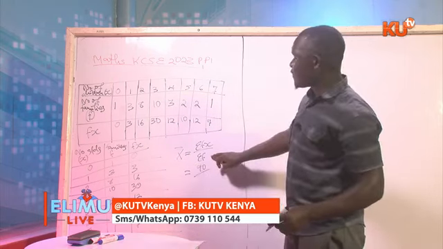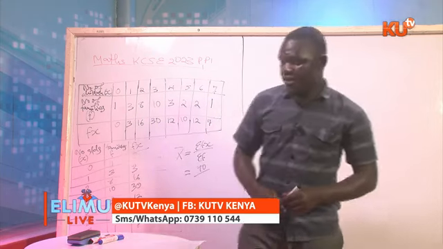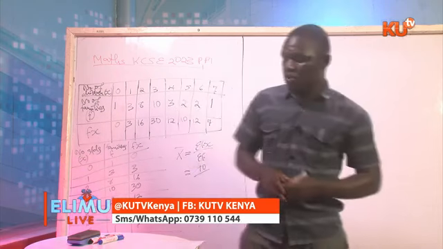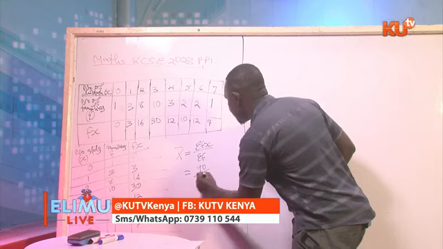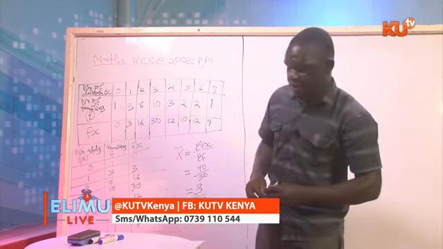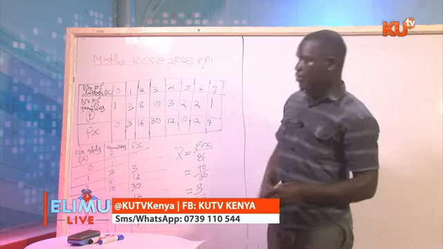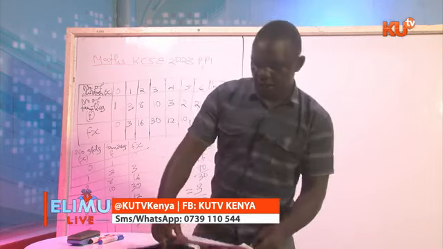Then, when you look at the summation of f, remember that this f is representing the number of families. And even in the question, you are told that the data was collected from 30 families, meaning the summation of f is 30. So 90 divided by 30, you'll be getting 3. So that is how you get your mean. And that's how you answer part B of that question.